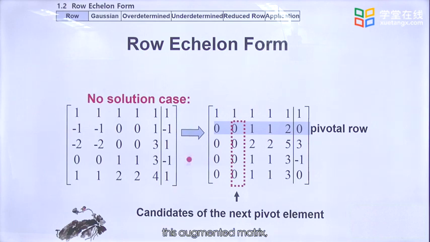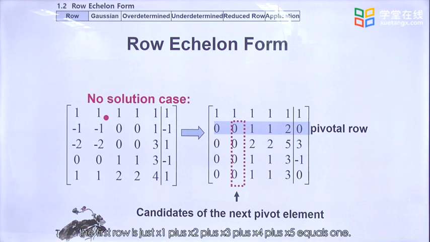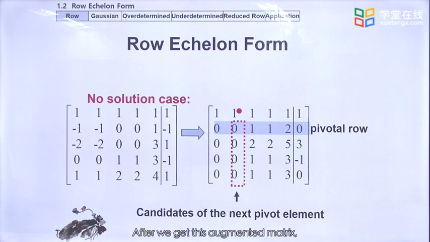This augmented matrix. After we get this 5 by 5 matrix, it's a 5 by 5 linear system. For example, the first row is just x1 plus x2 plus x3 plus x4 plus x5 equals 1. After we get this augmented matrix, we use row operations to transform it into simpler form. So the first row, we keep the same. We don't change this one because it is a pivotal row.